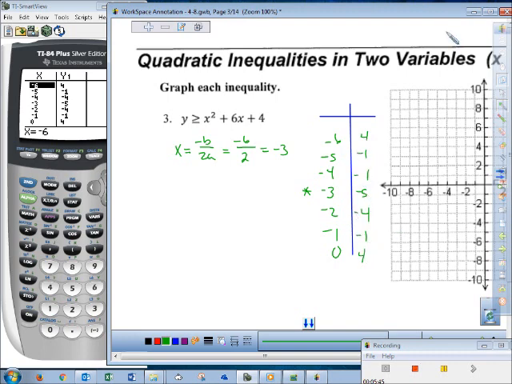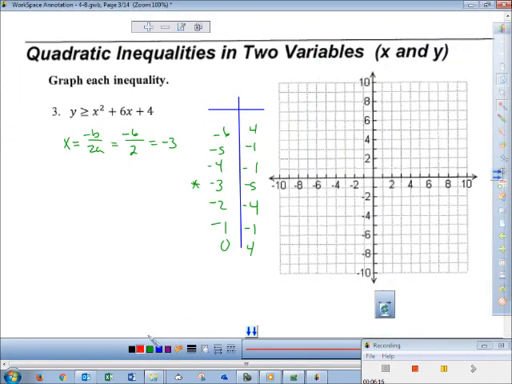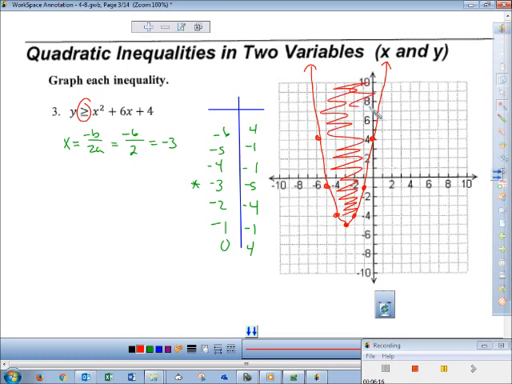Plotting. Switch colors. I like to switch colors. This parabola should open up. (-2, -4), (-1, -1), and (0, 4). Solid parabola this time because there's an equal to bar, meaning this actually counts. And greater than, so that means go to the vertex and go greater than that, and you'll shade on the inside of that parabola.